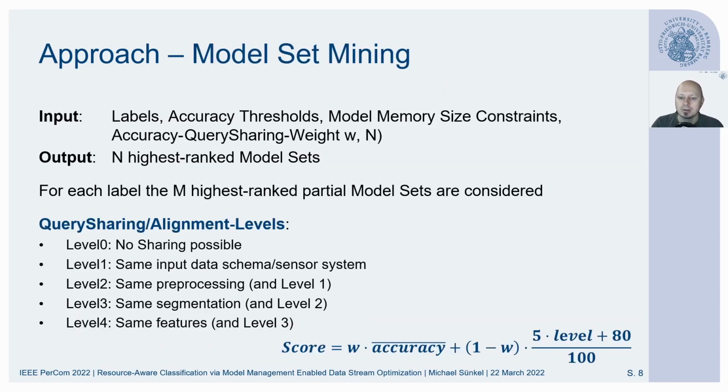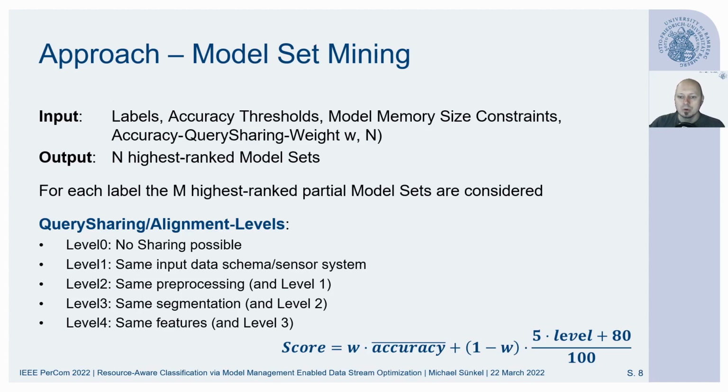The model set mining component selects and combines models from the model database by fulfilling the requirements given as input to the model miner. The input is specifying the labels that should be classified by a model set in combination with the accuracy thresholds, which tell the minimum accuracy for a given label. Also, all the labels within a model set need to fulfill the model memory size constraints. That means that within those constraints, you can define the maximum memory size of a single model and also the maximum memory size of all models within a model set.